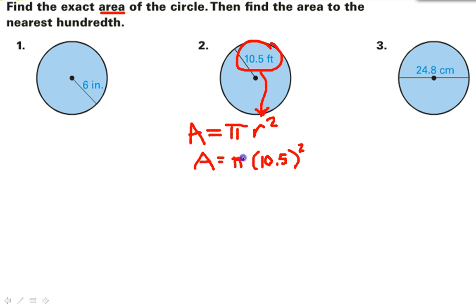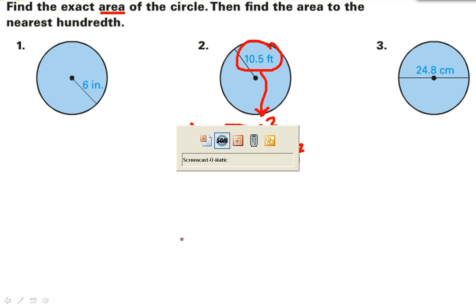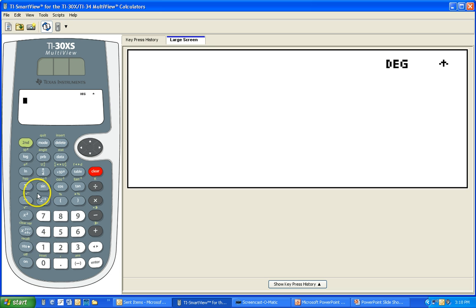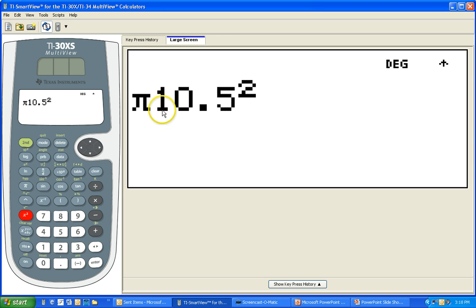Okay? And you guys are allowed to use TI-30s and stuff, so please understand that you could put all this into your calculator. What did I say? I said pi and I said 10.5 squared. All right, you could type this entire expression into your calculator. You don't have to square it first and then multiply. Just type it in, hit enter. You don't even need parentheses.